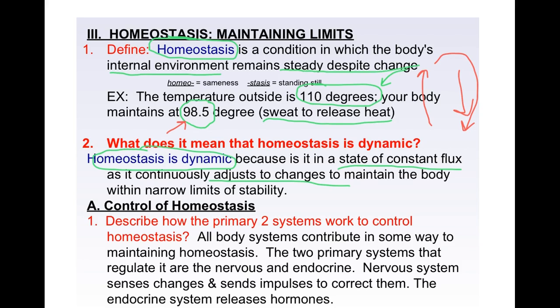Describe how the two primary systems work to control homeostasis. Well, our two primary systems are the nervous system and the endocrine system. Those are the two systems that basically monitor what's going on in your body, and then they send impulses to correct them. Now, the nervous system is kind of like talking on the telephone. It's instant. Where the endocrine system uses hormones, it's like back in the old days when you sent mail through the mail. You didn't send email, and it would take 2-3 days to get there. Well, that's kind of like the endocrine system. So it's a little slower reacting than the nervous system.